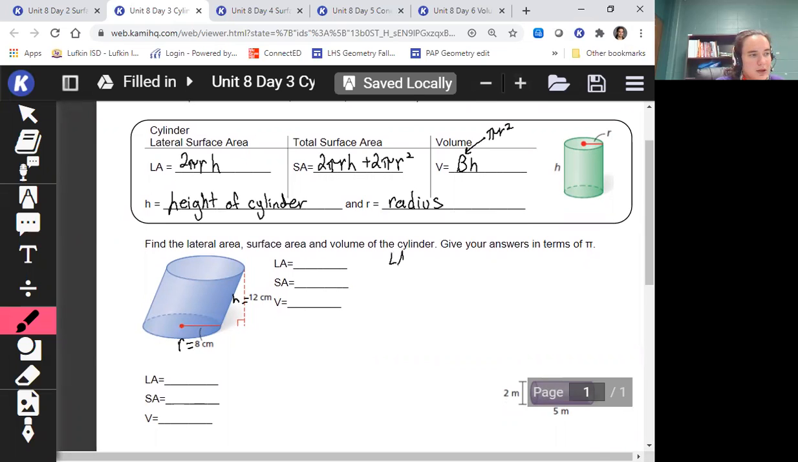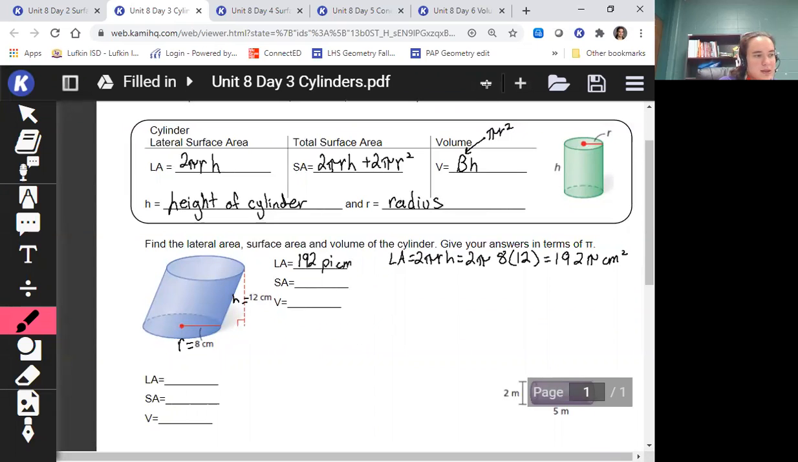So for our lateral area, our formula is 2 pi r h. So 2 times pi times our radius, which is 8, times our height, which is 12. Again, we're giving our answers in terms of pi, so we're not going to press the pi button. So it's 2 times 8 times 12, which gets us 192 pi centimeters squared. And if you're typing this in a computer, it's 192 pi for pi, centimeters as cm, your caret symbol, and 2.